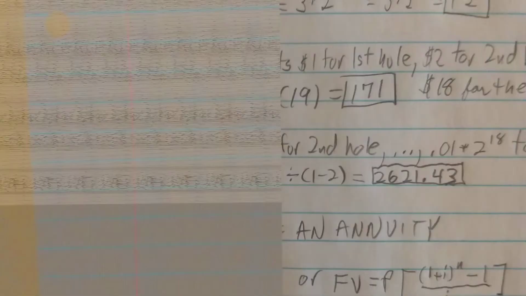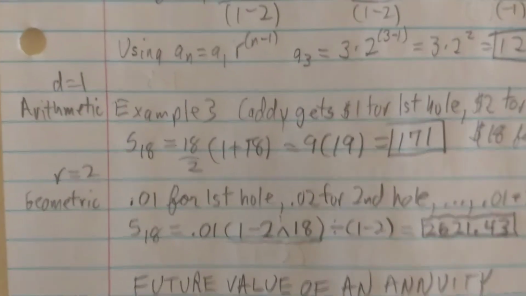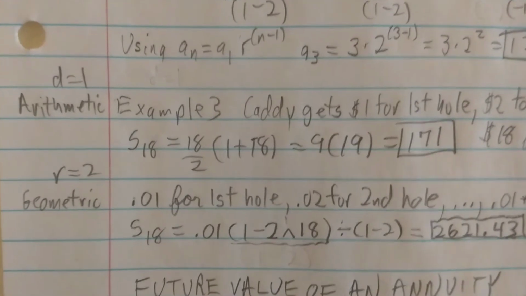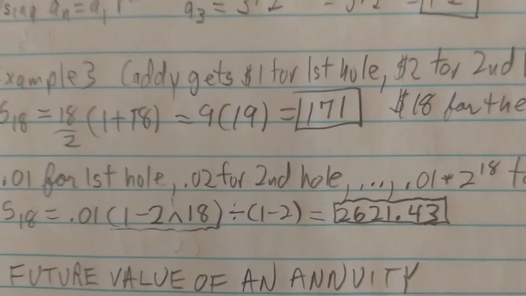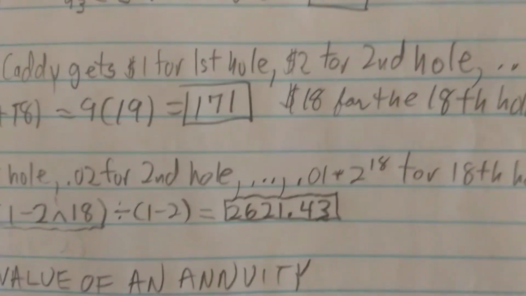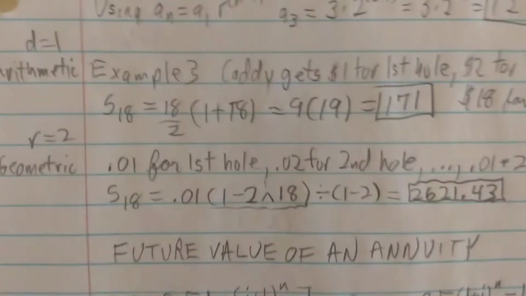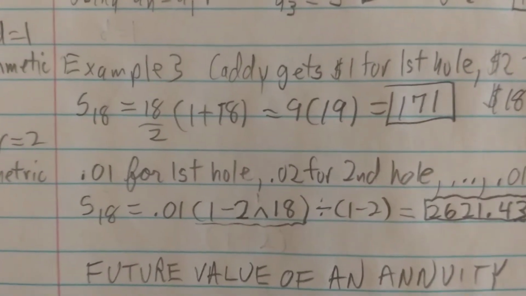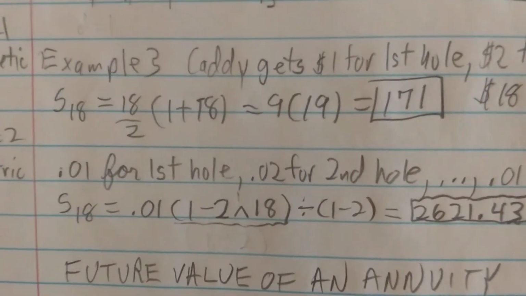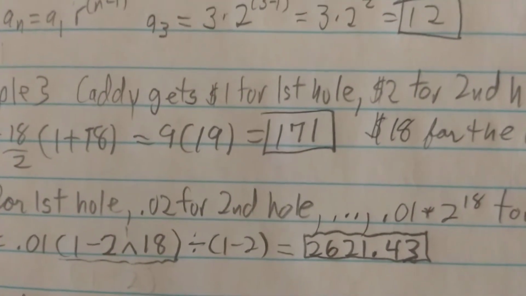Now for example 3, we're going to do this. Charity should like this one. This is about money. The arithmetic sequence for d equals 1: if the caddy on a golf course gets $1 for the first hole, 2 for the second, and up to 18 for the 18th hole, we have an arithmetic sequence that we can say S18 is n over 2, 18 over 2, 1 plus 18, or 9 times 19, $171, which would be pretty good for a caddy.